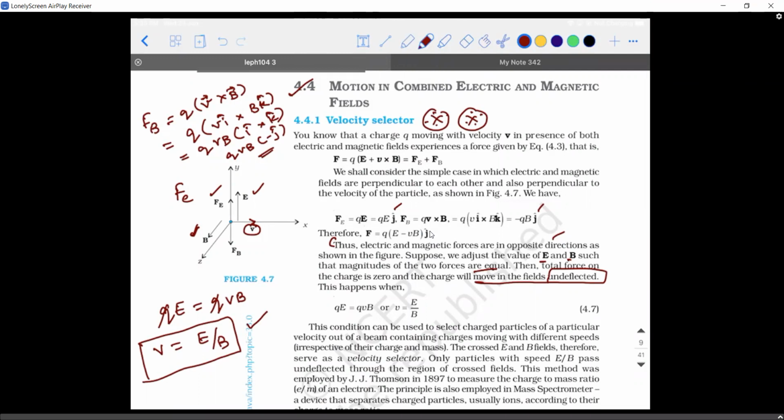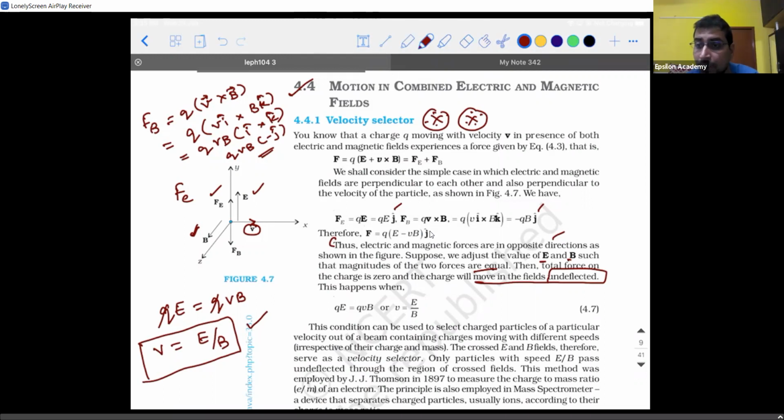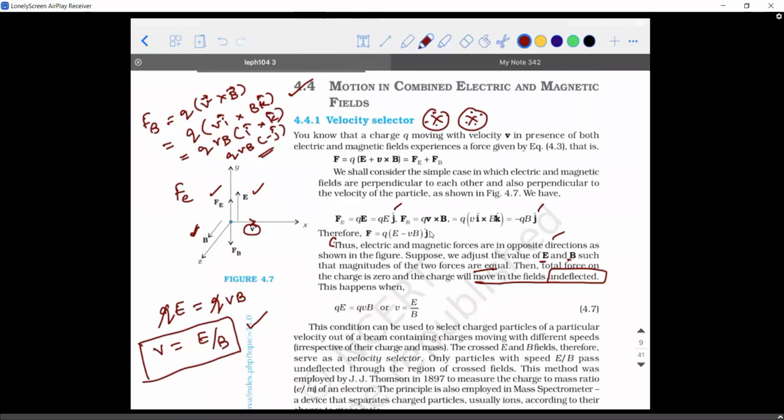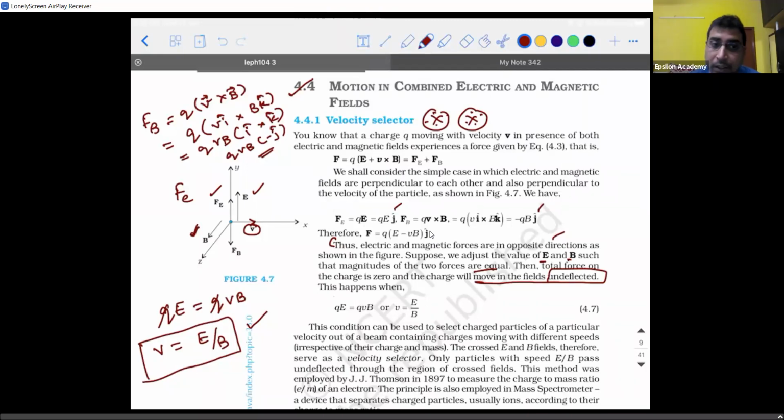Sir, so electric field and magnetic field should be equal, right? For a particle to move. If they're equal, velocity of the particle will always be 1. Oh, okay. They need not be equal. They should be perpendicular to each other. They can have different magnitudes. That's why it is told here. Suppose we adjust the value of E and B in such a way that the magnitudes of forces are equal. Actually, there is a mistake here. It is not QB, it is QVB.